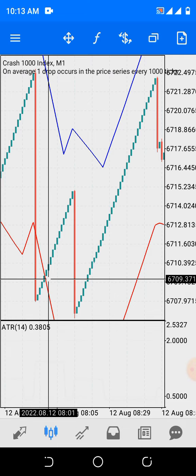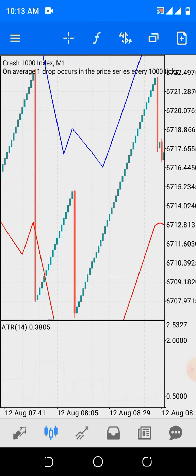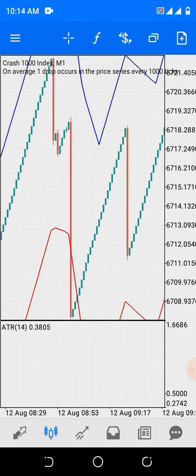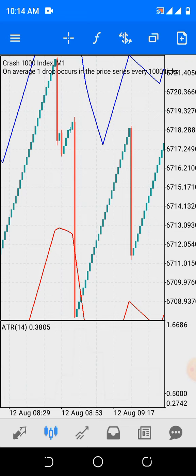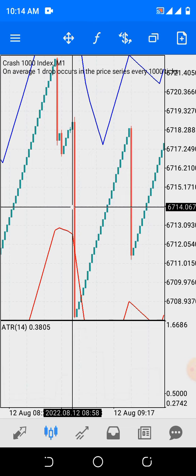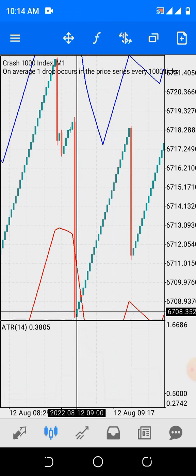This is Crash 1000, 1 minute time frame. Then you proceed. Now this is another entry here. I said I'm going to test this more than 10 times with you. This is the second entry. Look at this spark. Then the first green candle closes. You make your entry from the second candle, which is here.